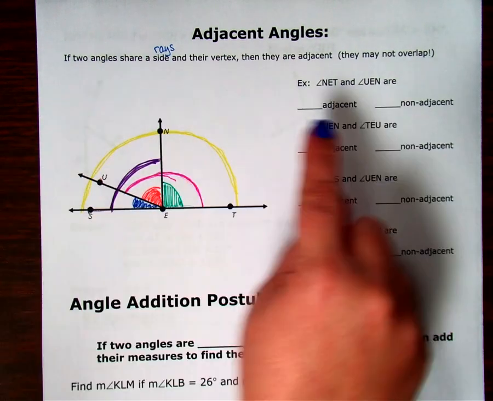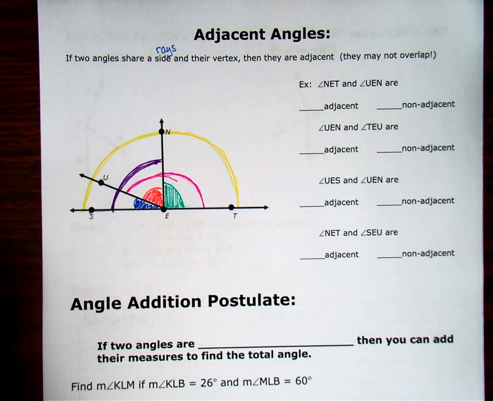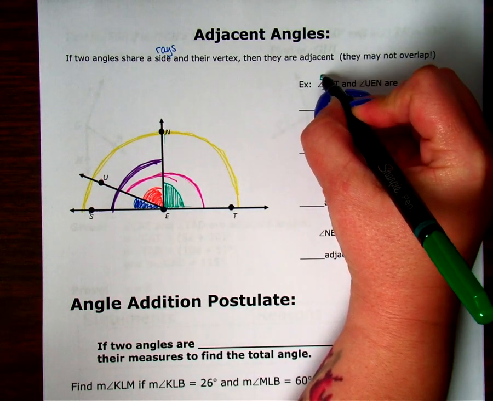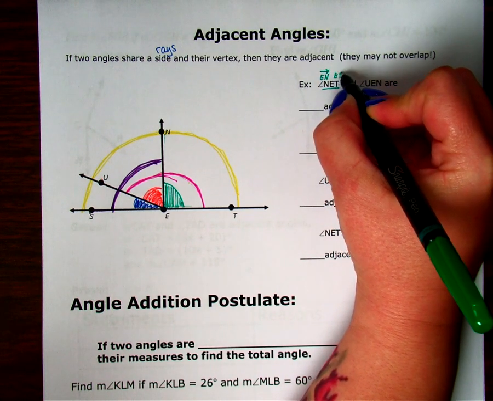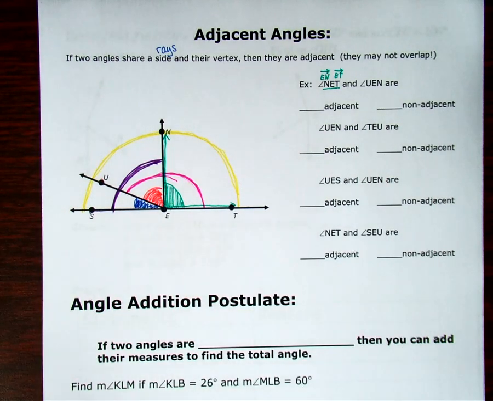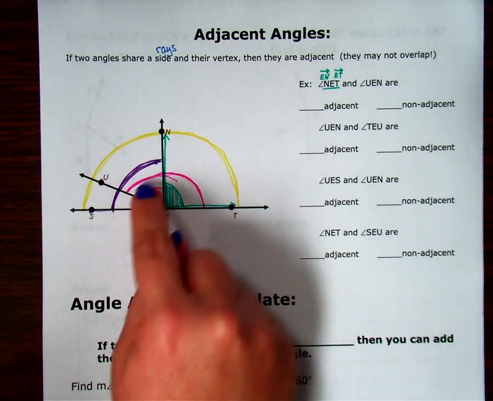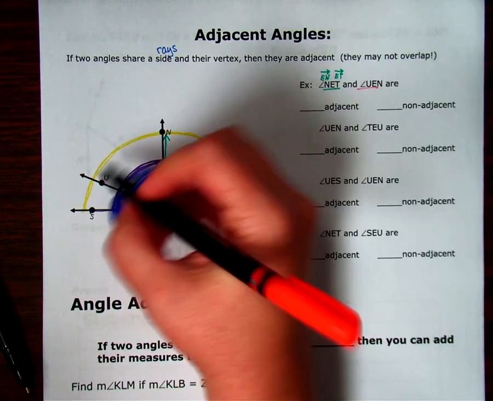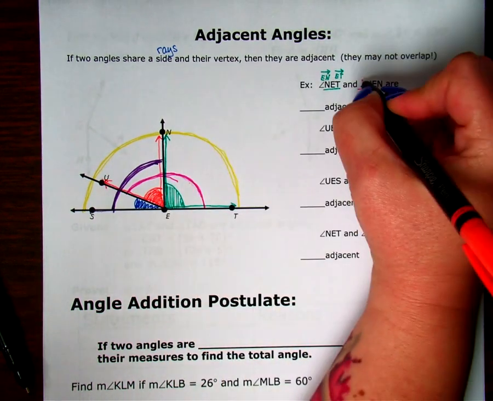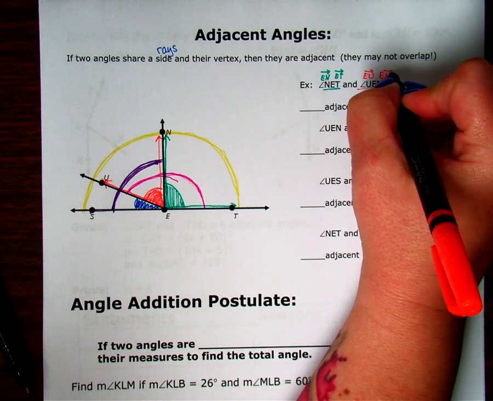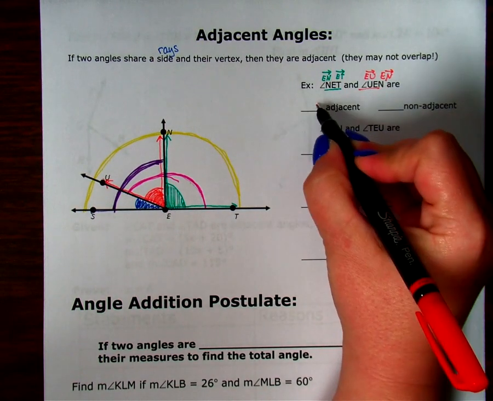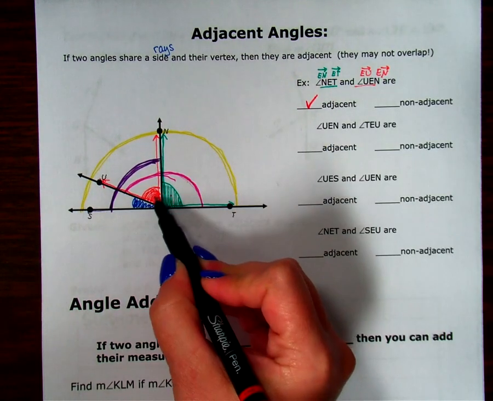Okay, so to find that out, let's see, NET, that's my green angle, and it has rays EN and ET. EN is one of its rays, and ET is the other ray. Sometimes I'll even highlight them so I can see, because then I'll know. Okay, those are my two rays that go with the green angle. UEN was my orange angle, so its rays are EU and EN. EU is one of its sides, and EN is one of its sides. So then I want to know, do they have a side in common? So look, EN, EN. So yes, these are adjacent, the orange and the green. Orange and green are sitting right next to each other.